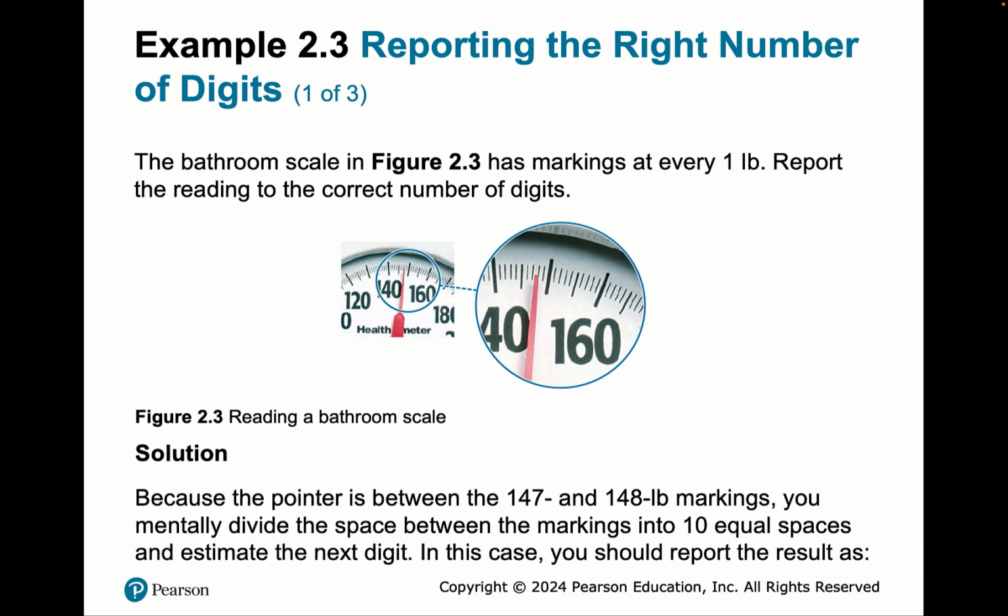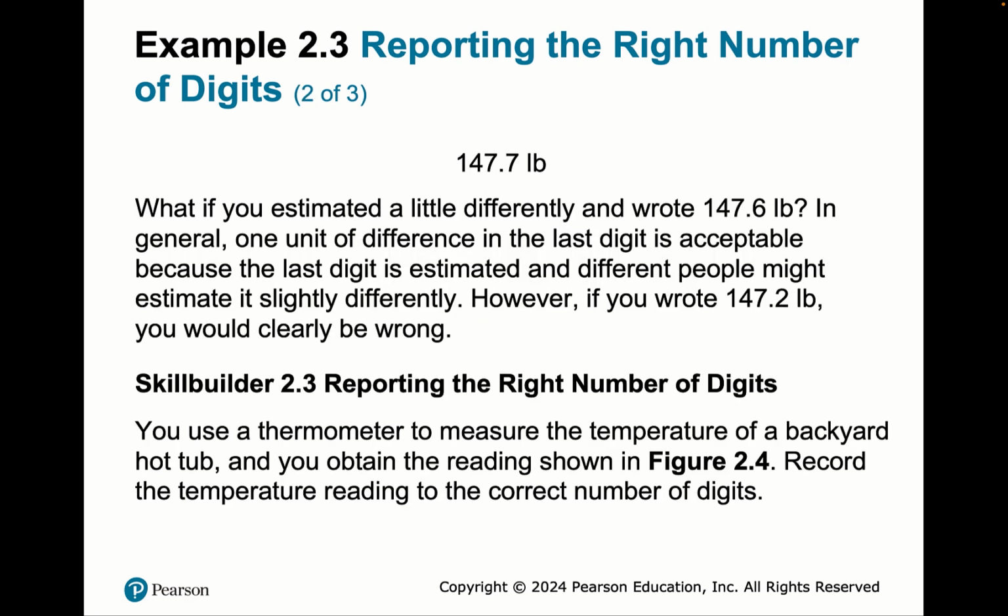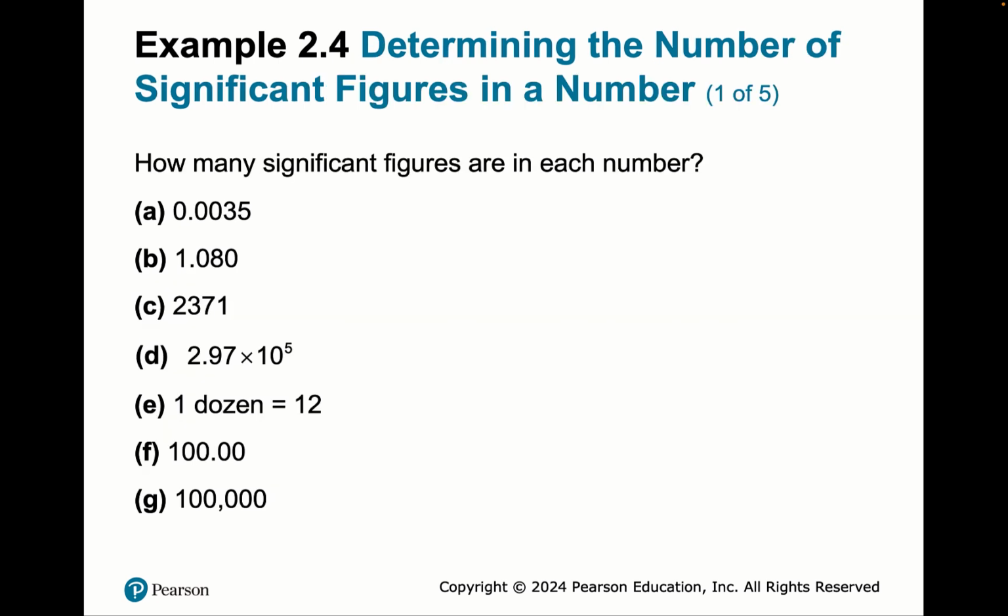So looking at measurements here for the bathroom scale, the measurements are between 140 and 160, and then counting the graduations over, it's between 147 and 148, and it's closer to 148. So you have to put it a little bit closer, like 147.7, and then it's plus or minus a tenth of the graduation after that. So that's how you would read and measure that scale.